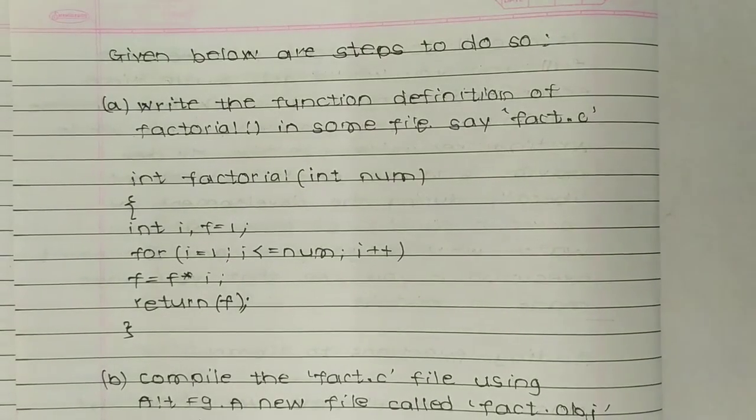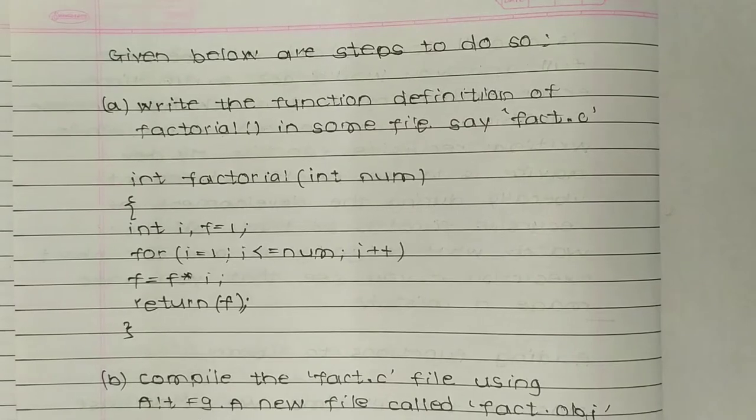So here we are creating a program, or adding a function, that is the factorial function. We are doing so by following these steps. Step A is to write the function definition of factorial in some file, say fact.c.